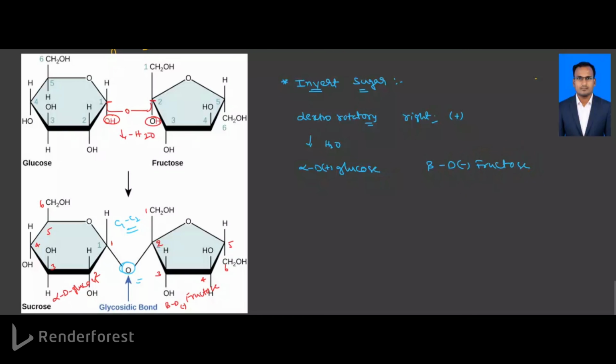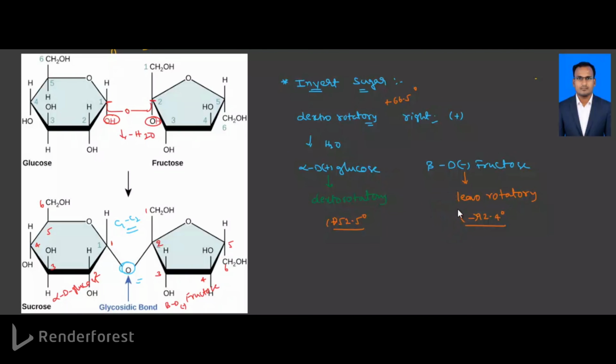Here the plus sign indicates dextrorotatory, and the minus sign indicates levorotatory. So dextrorotatory glucose and levorotatory fructose are obtained. The specific rotation of glucose is plus 52.5 degrees, that is, it rotates 52.5 degrees to the right. The levorotatory value is minus 92.4 degrees, that is, to the left.